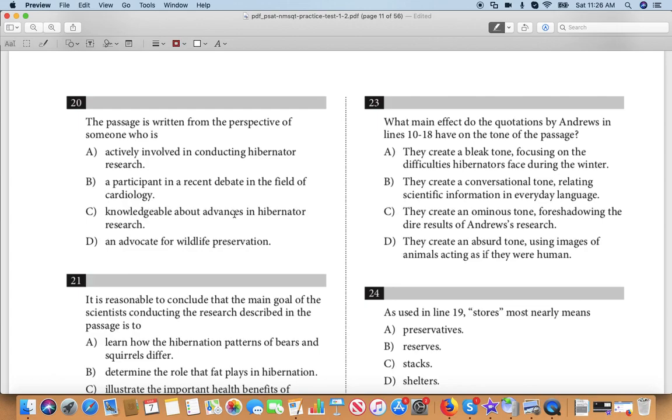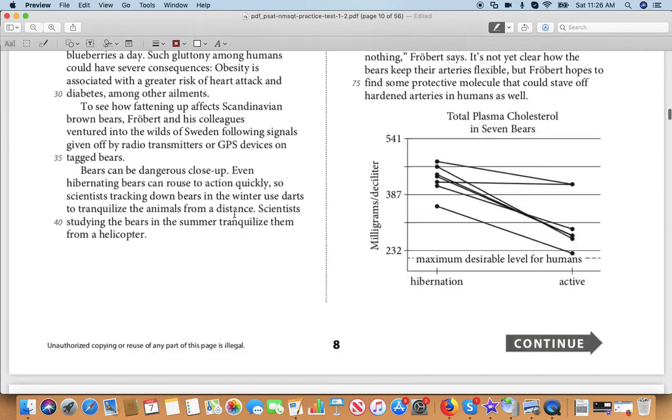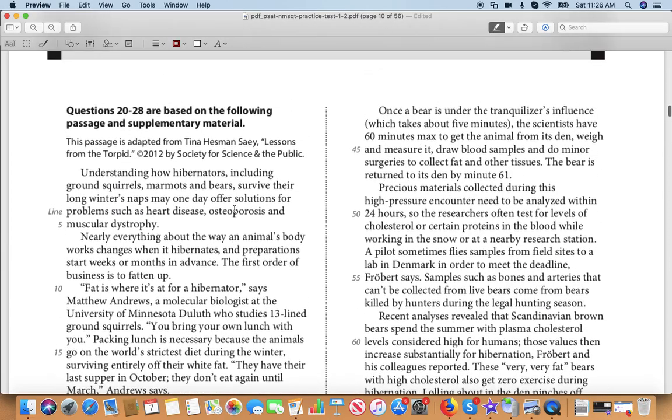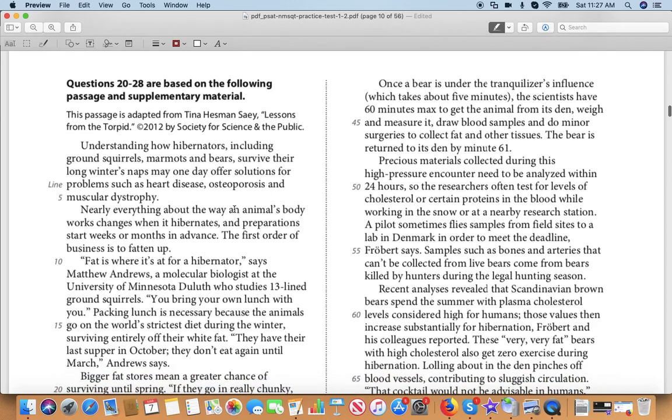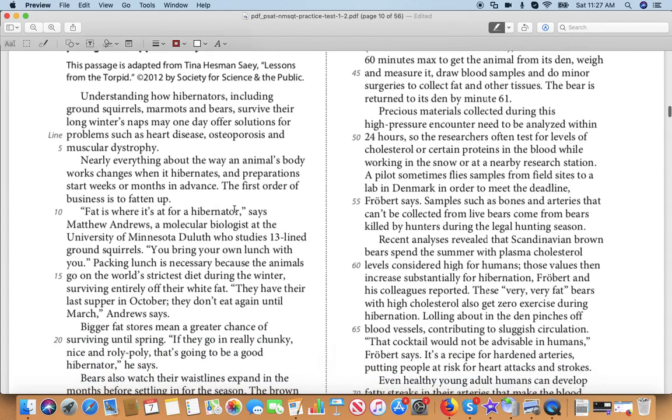You said not actively involved. They know about it. Oh, I get it mixed up between Frober and whoever wrote it. Okay, we're talking about the person who wrote it. I'm not saying it's not A, but you got to give me evidence for A. And you just gave me evidence against it. You said, well, they know about it. Do we have any evidence that the author of this passage is actively involved in hibernator research? No. I don't think so.